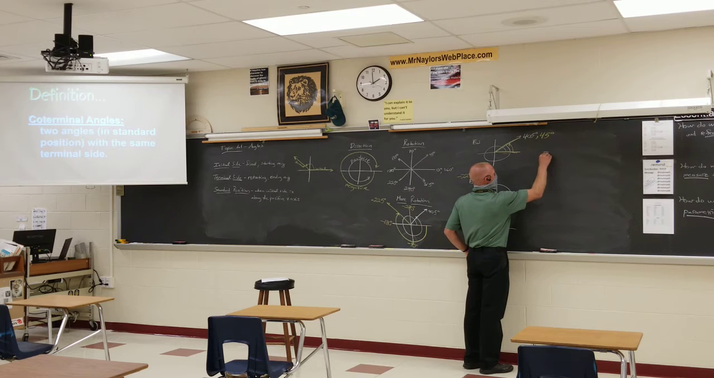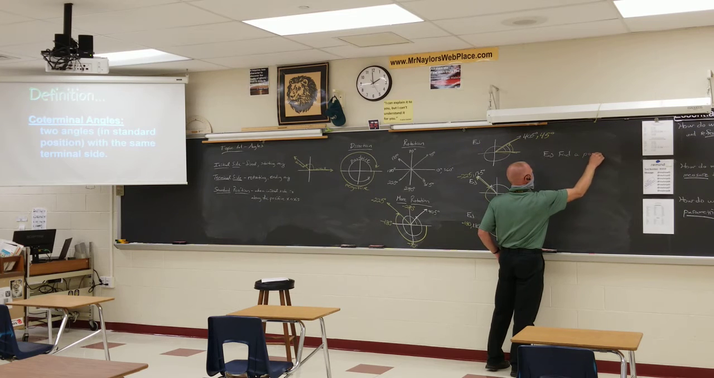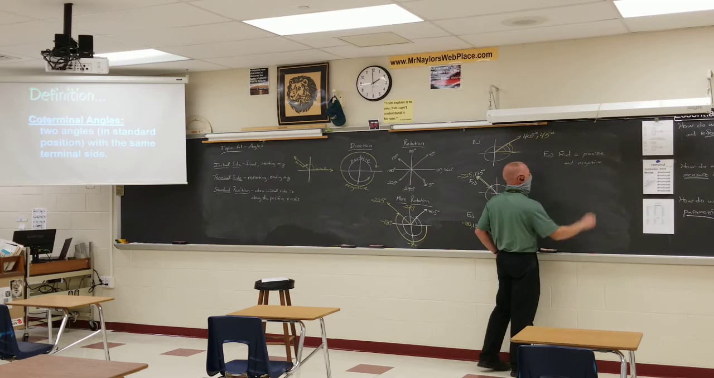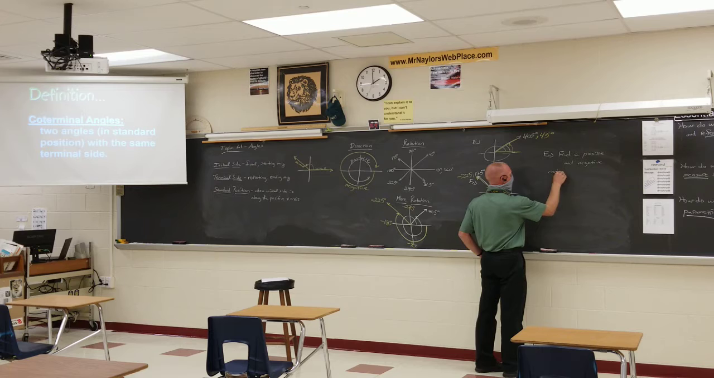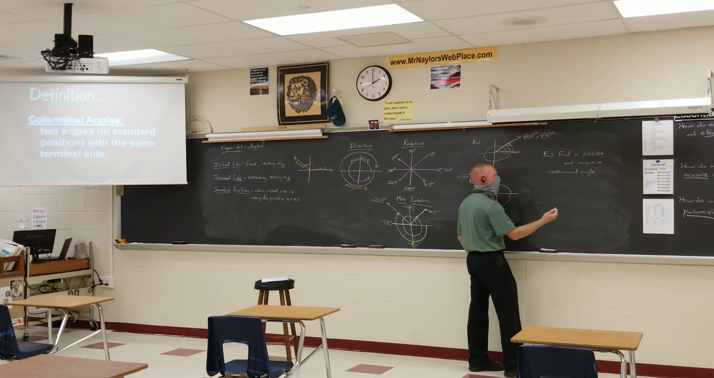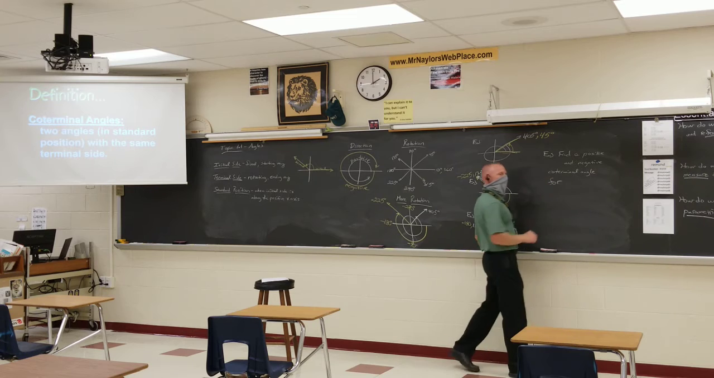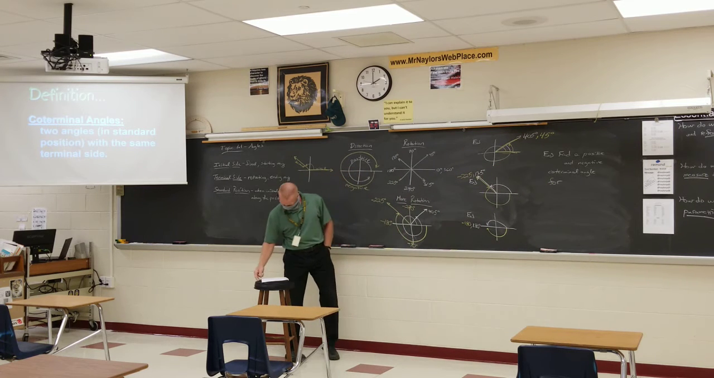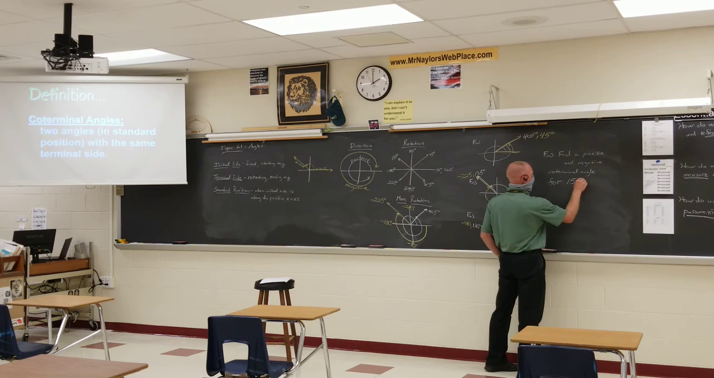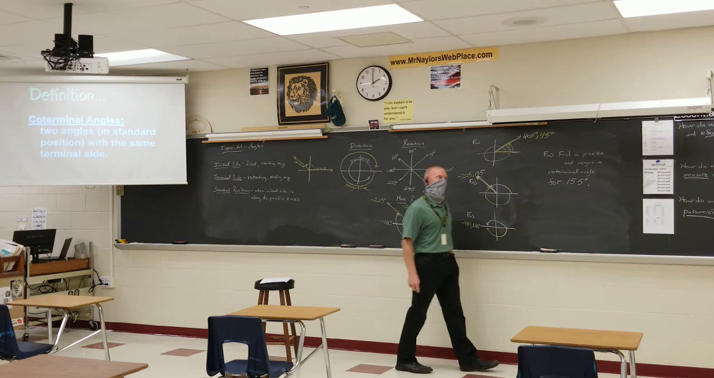A common question would be to find a positive and negative coterminal angle. And I would have to, of course, give you the original angle. And so let's use the one that I came up with here, 155. So find a positive and negative coterminal angle for 155.